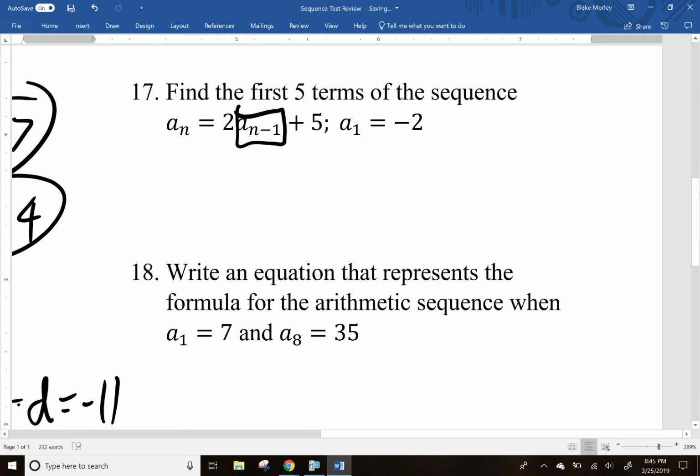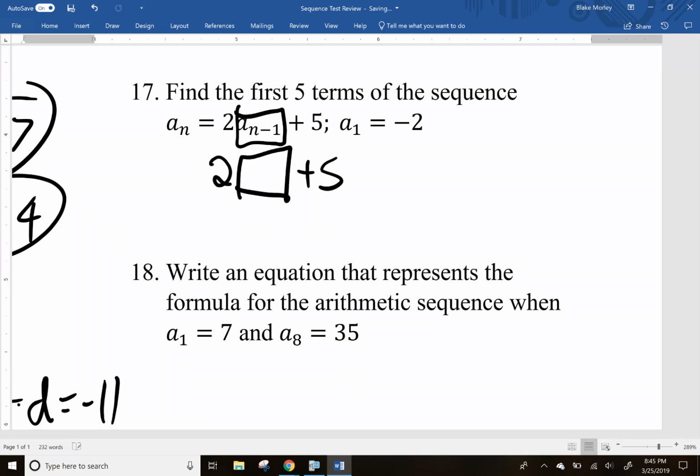So number 17, again, same thing. I put a little box around it to say previous term. So this is going to be 2 times the previous term and then add 5. So let's write down our sequence blanks. So the first term is already -2. I know that. It tells me that right here. So that means if I want to find the second term, I'm going to plug in the previous term, which is -2. So in that box, I'm going to write -2. So what this says is it's 2, and I'm going to put parentheses here, 2 times -2 plus 5, which again, just type that out in the calculator, and I believe it's 1.